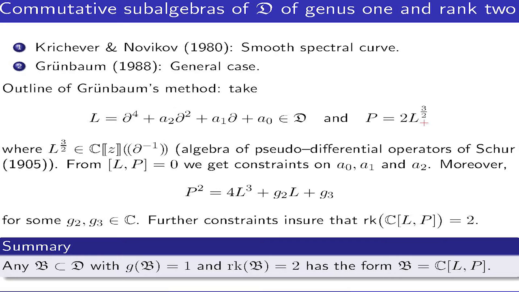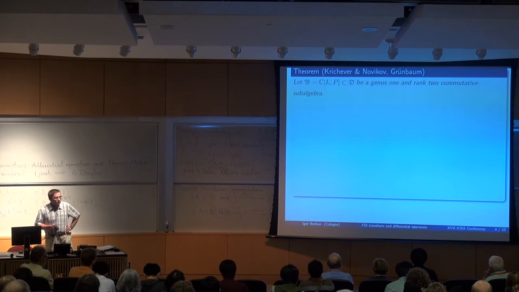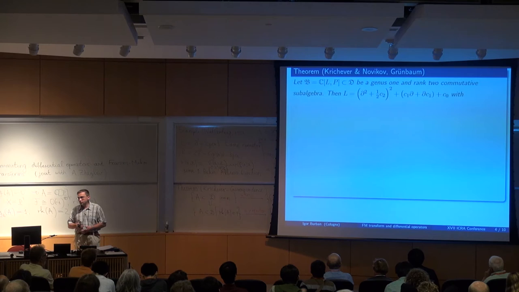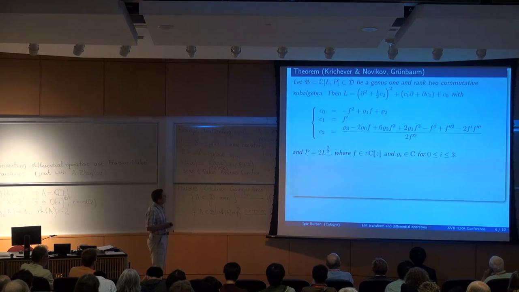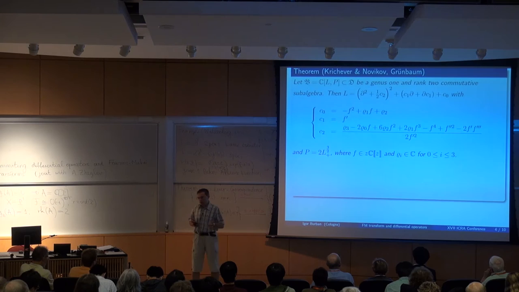Now, computations of Grunbaum carried out with the help of Maple produced the following formula. It is convenient to write L in such notation, and here is the answer for the coefficients. So L depends on four complex parameters and one function. So it makes the rank 2 story more complicated.